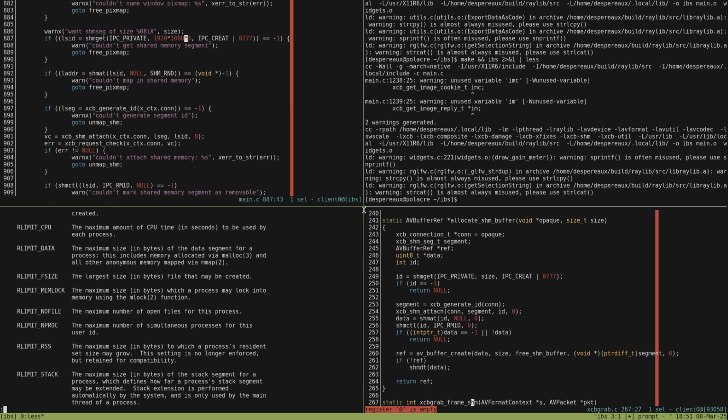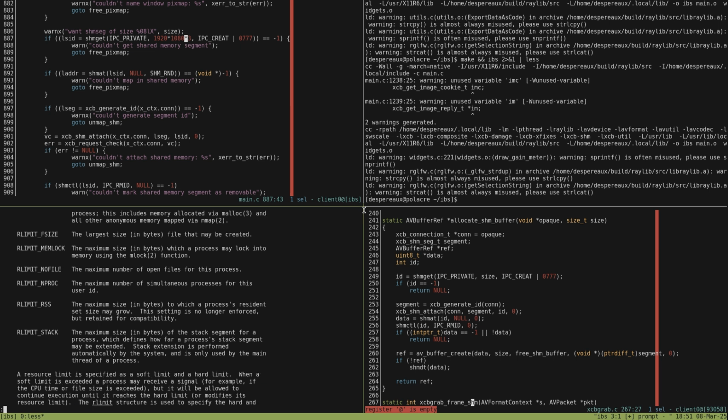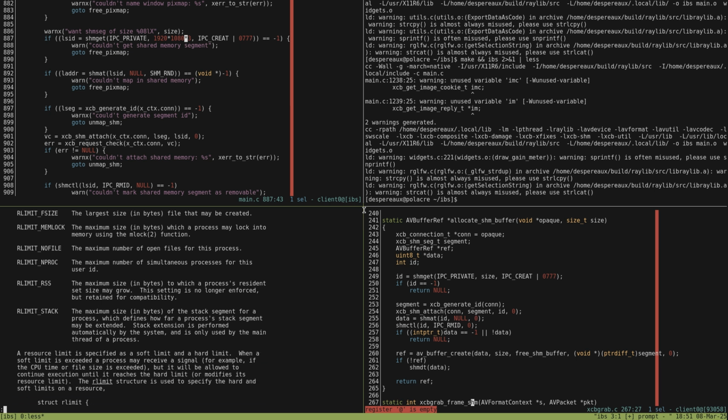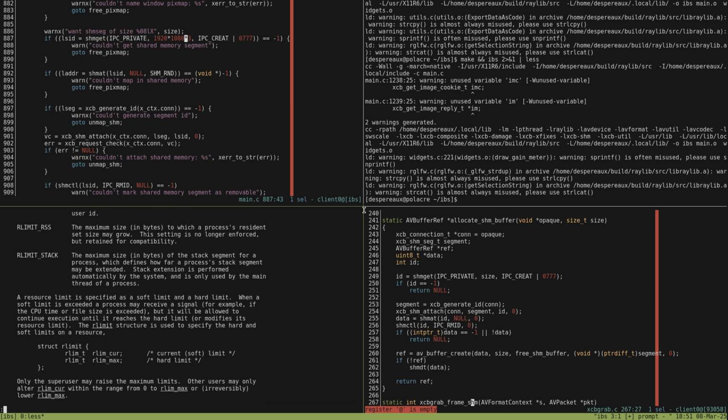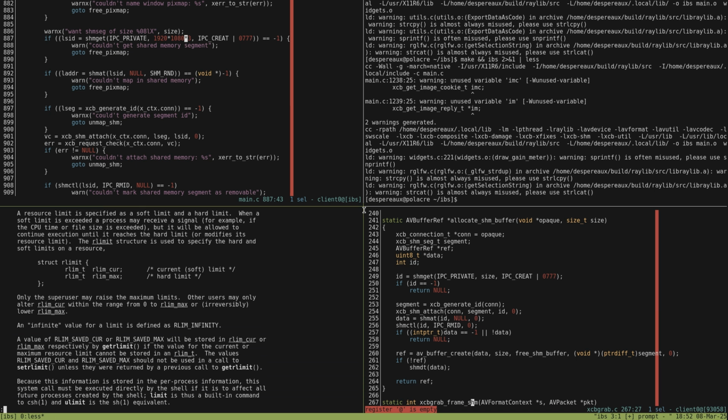This includes memory allocated via malloc and all other anonymous memory mapped via mmap. When a soft limit is exceeded, a process may receive a signal, but it will not be allowed to continue execution until it reaches the hard limit.